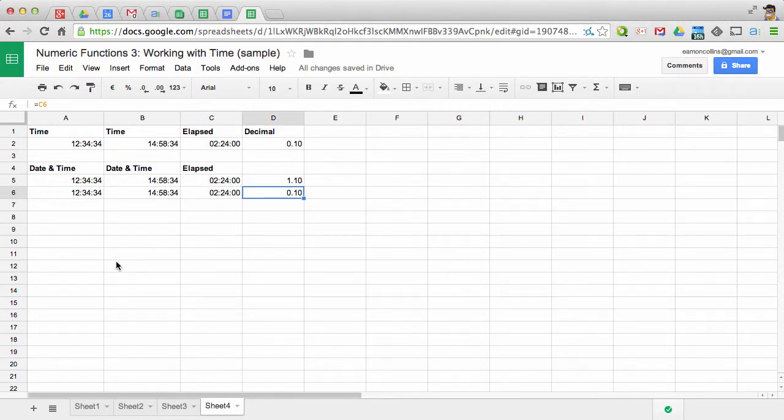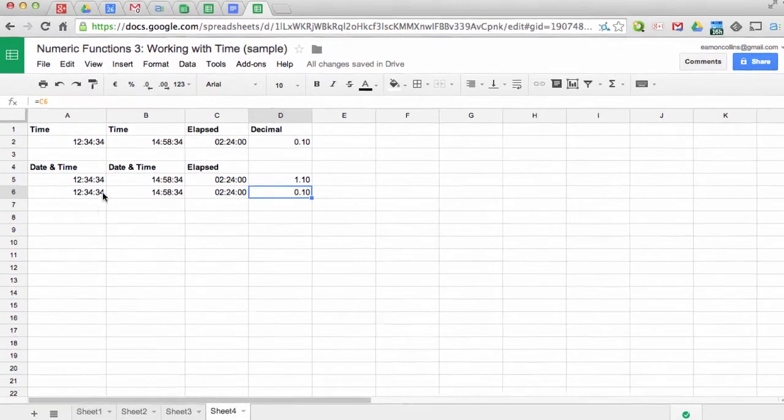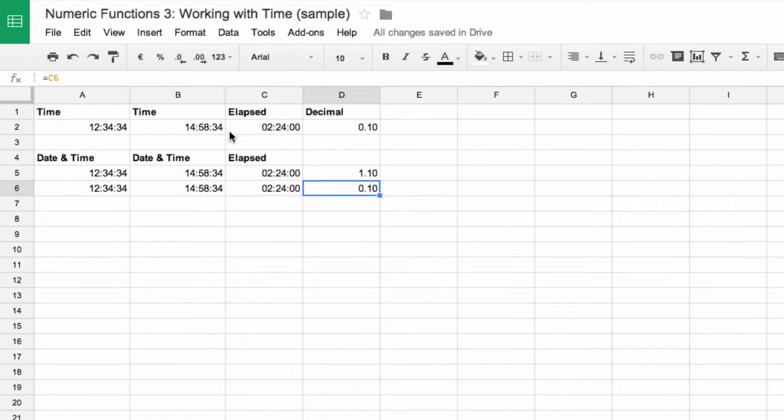Lastly, I just want to point out a pitfall when working with times. If you're calculating elapsed time, so this time less the earlier time, that could be fine and you can convert it into decimals, no problem. This top one is absolutely fine. But here we have on line 5 what seem to be exactly the same entries, elapsed time, and yet the decimal conversion is 1.1 as opposed to 0.1.